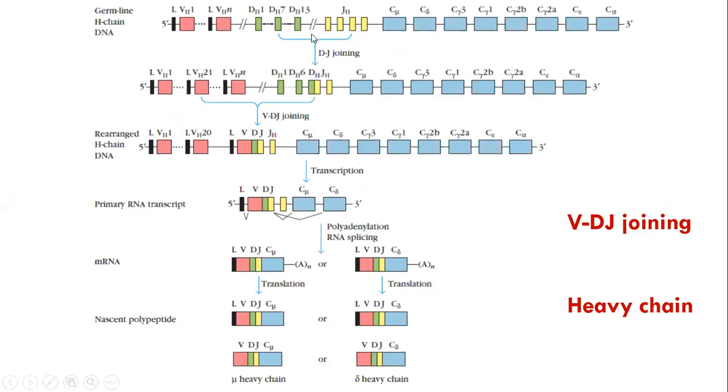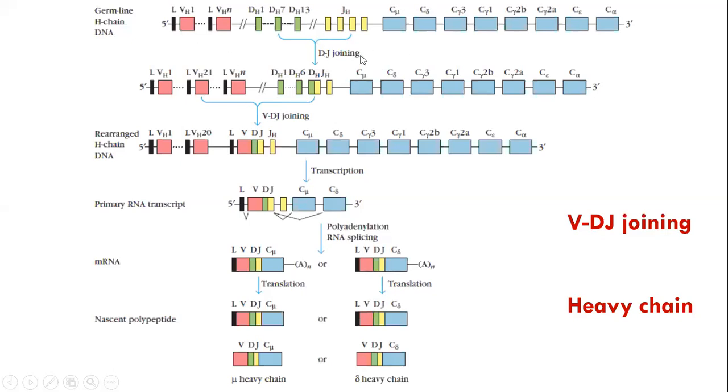In the first step, the D's are here, J's are here. They rearrange themselves. Then DJ joining will happen here. You see this D and this J have been joined. Then after DJ has happened, a specific variable V will be picked up. For example, V21 will join with this combination. So there is a first recombination and a second recombination in terms of rearrangements. No transcription yet, only recombination is happening.